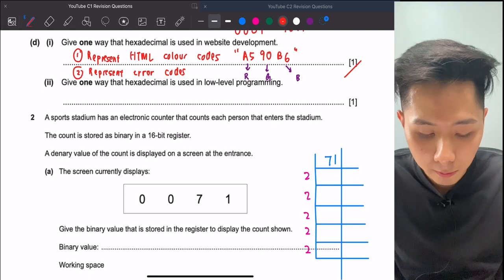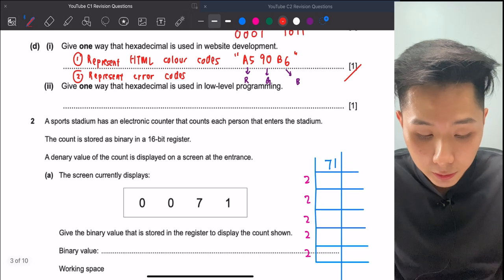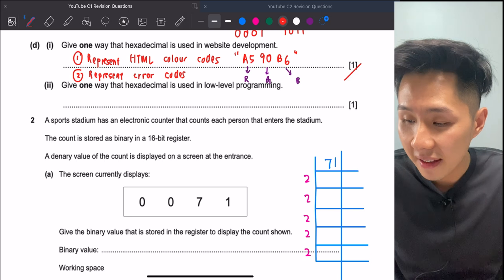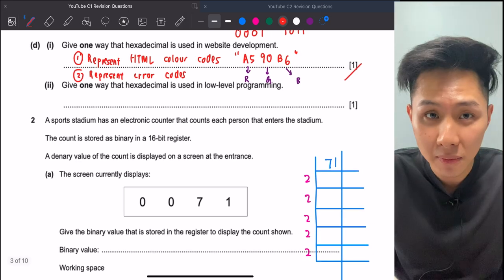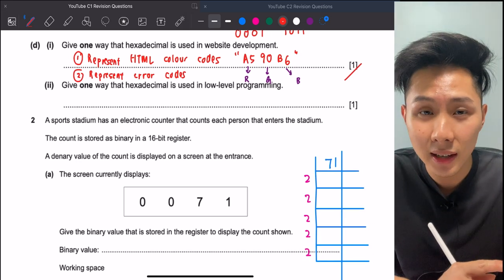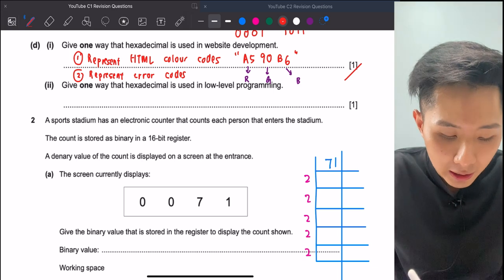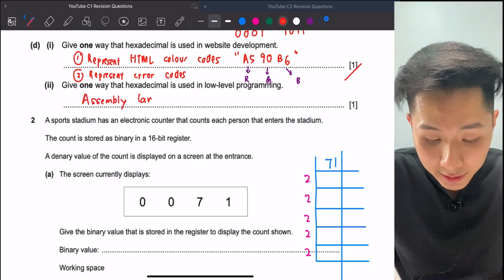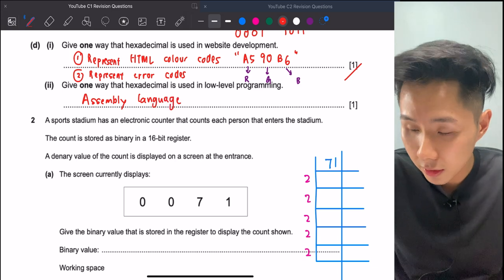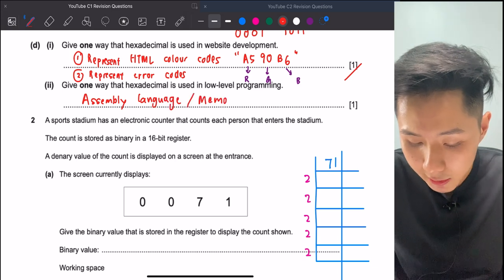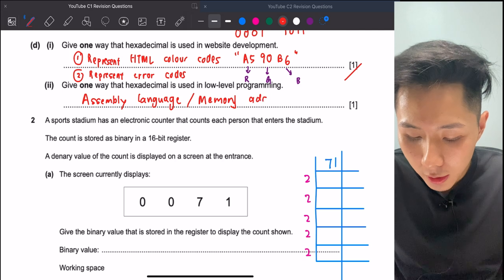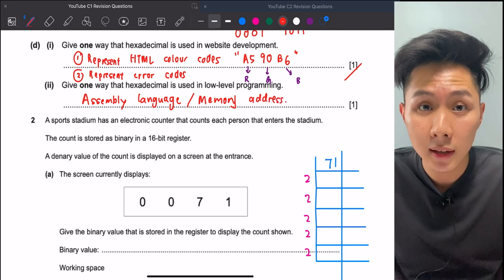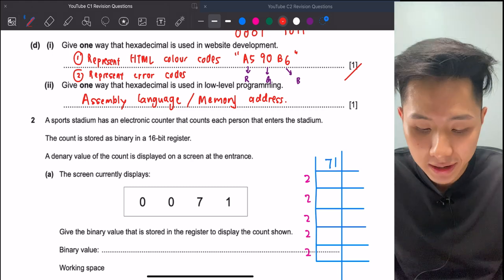We got our mark. So for question D2, give one way that hexadecimal is used in low-level programming. And there are two answers. If you remember, low-level programming means either assembly code or machine code. So you can write assembly language in your answers. Another one should be memory address, because as you code in low-level programming, you will sometimes need to access particular registers or RAM in your program.